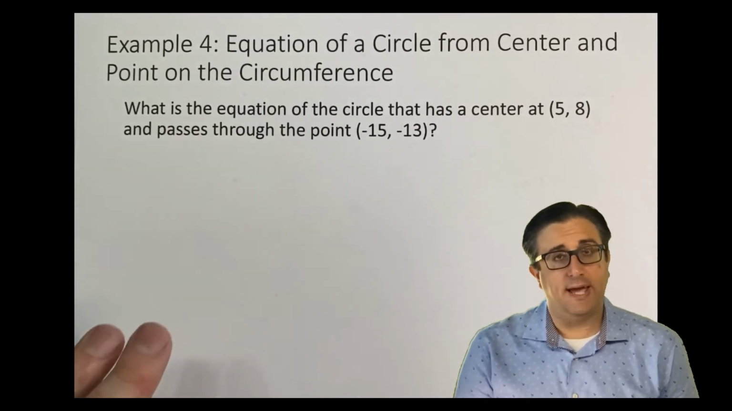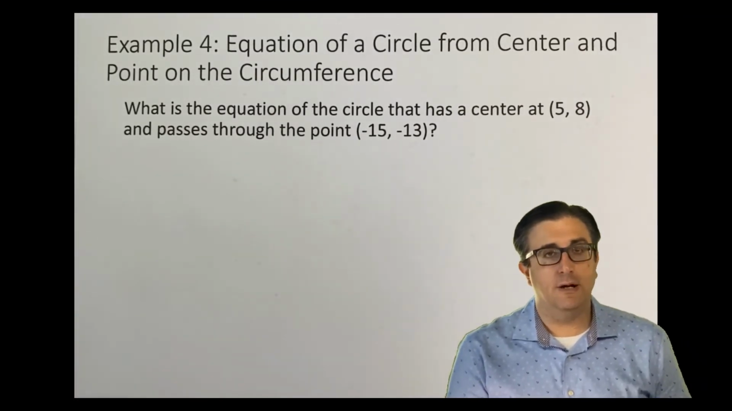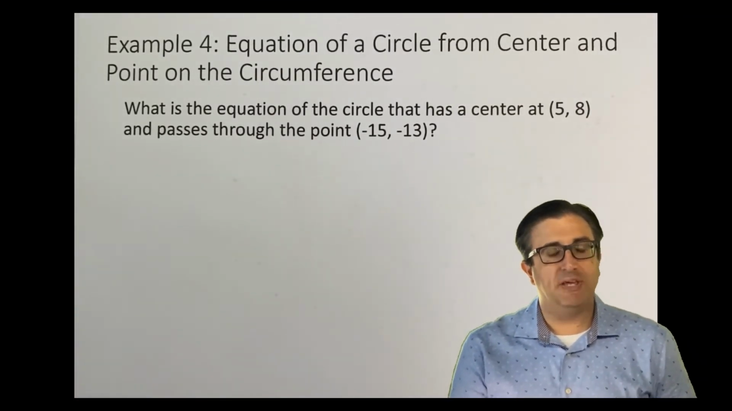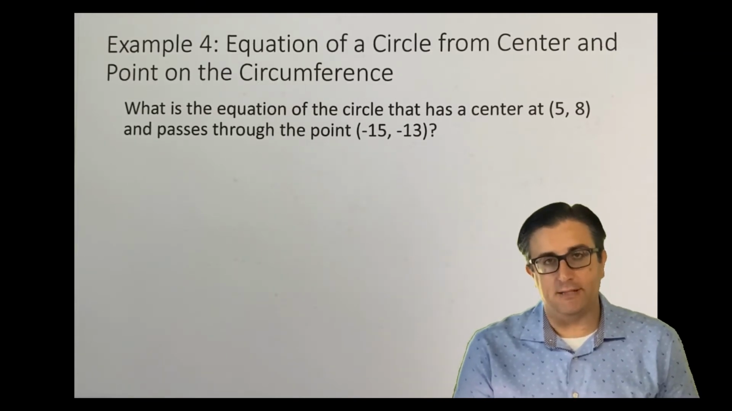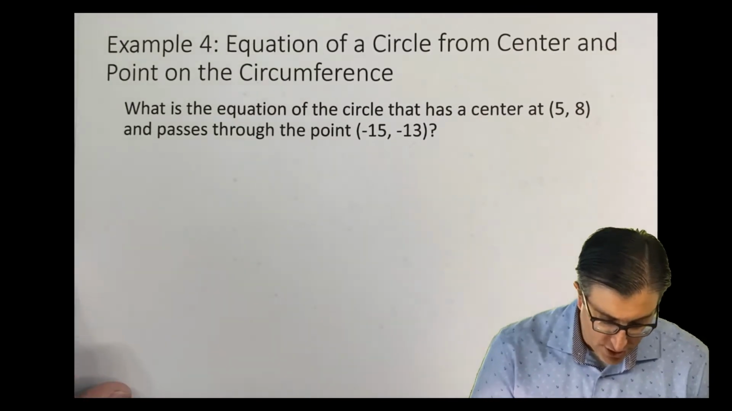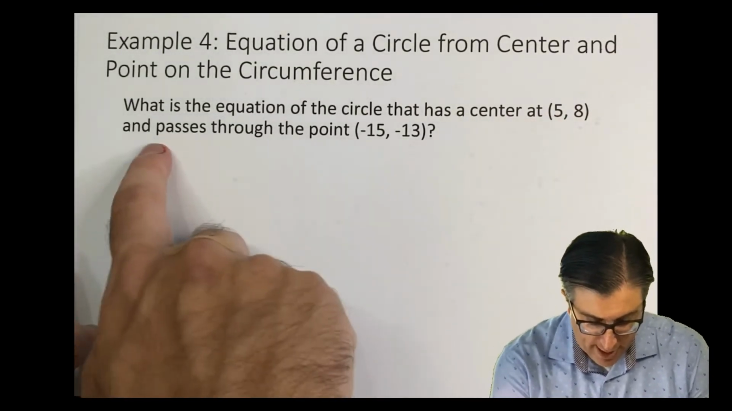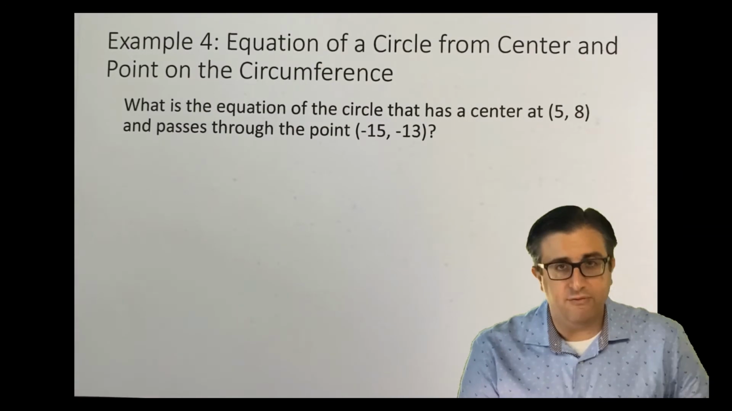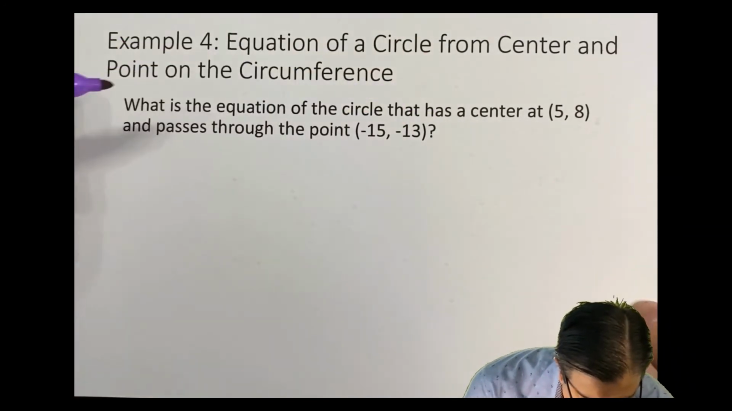The h and the k obviously stand for the center, one specific point, but the x and y stand for all of the possible points that are on the circumference of that circle. So what is the equation of the circle that has a center of (5, 8) and has one point that passes through (-15, -13)? Well, let's write the equation first.